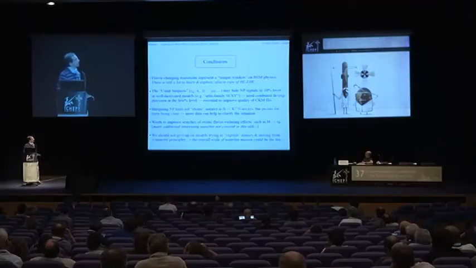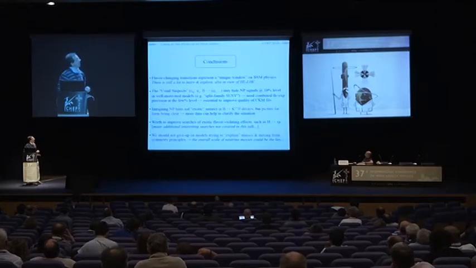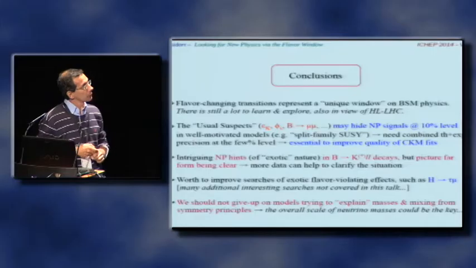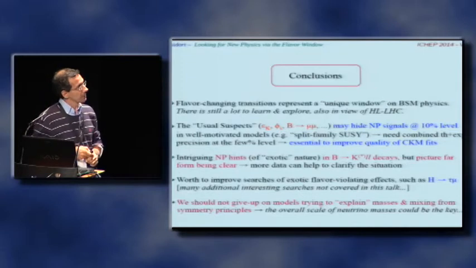So, in conclusion, I briefly stress that flavor changing transitions represent a unique window on BSM physics. They really can allow us to explore high masses or small couplings, which we cannot probe directly at high PT. So it's very important to continue to explore this field with more and more precision.